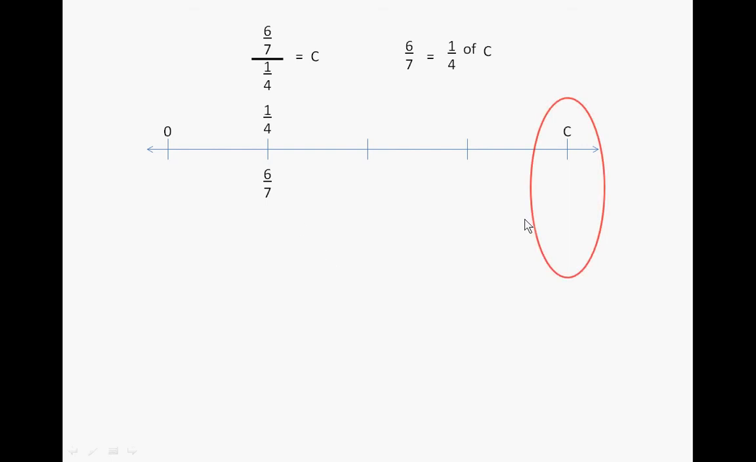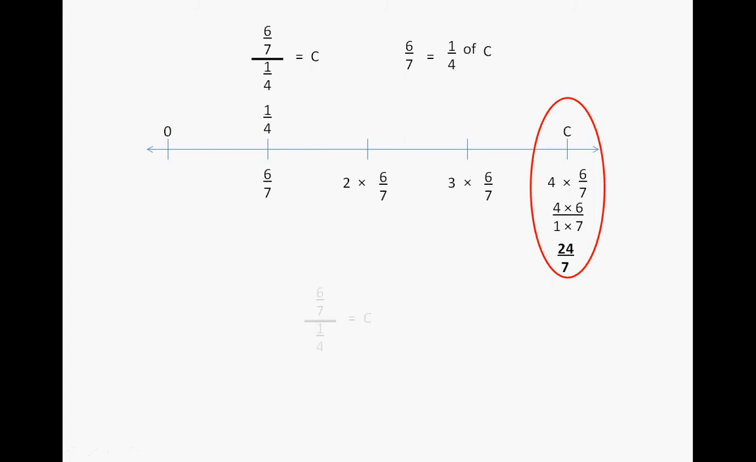If this is 1/4 of C, then 6/7 is the first one here. Now we need to get all the way over here to C. If this is 6/7, then the next partition would be 2 times 6/7, and the next one would be 3 times 6/7. So that means C is 4 times 6/7, which as a fraction is 4/1 times 6/7. When we multiply that out, we get 24/7.